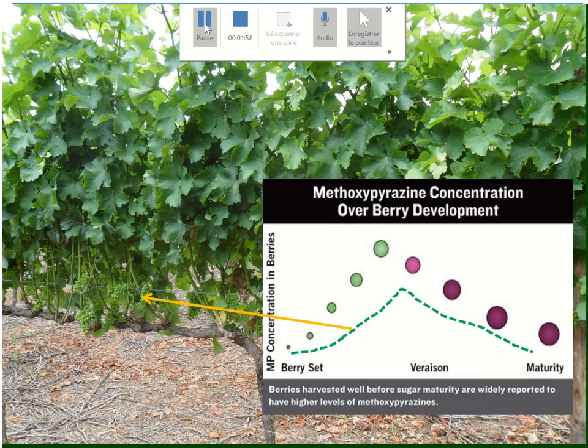If you are in a warm and hot climate and you cannot open the canopy for obvious reasons, then the high temperature will do the job, inhibiting the accumulation of pyrazine before veraison.